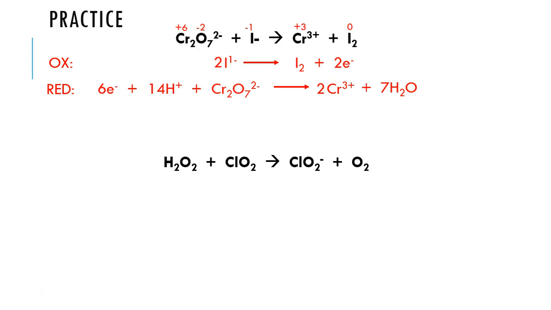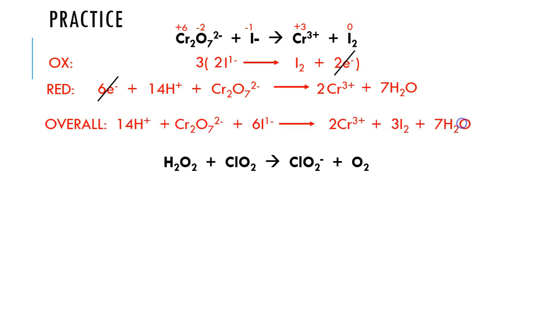Now I'm adding 6 electrons because the product side has a net charge of plus 6, so we need a net charge of plus 6 on the reduction side. And since we have 14 minus 2, that gives us a net of plus 12, so we have to add 6 electrons to make it plus 6. So we're going to have to multiply the oxidation half equation by 3 in order to equalize the electrons, and when we do that, we get this for our overall reaction.